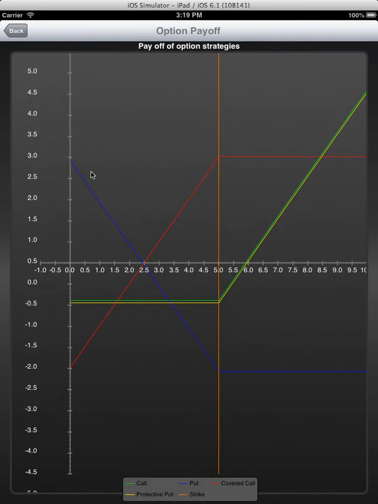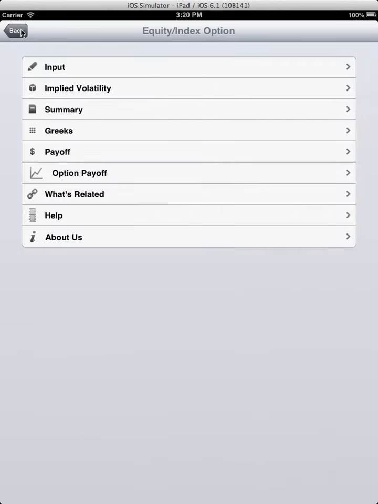Then the option payoff graph. These are the various strategies. There is a call, the green color. Then there is a put, blue color. Then there is a covered call, that's the red one here. And the protective put, the yellow line here, and this is the strike price. So that is the payoffs of the various option strategies.